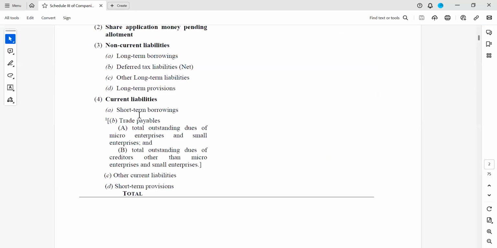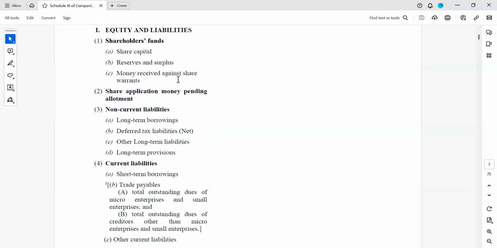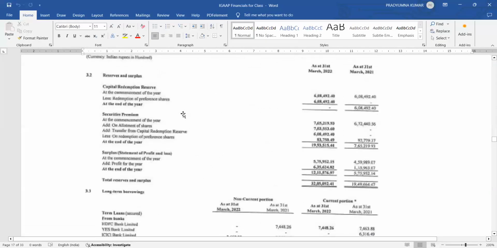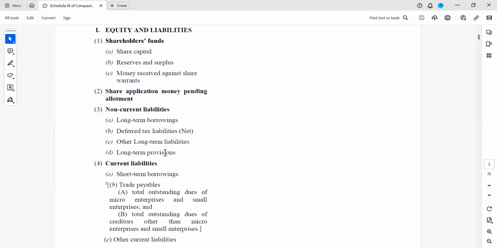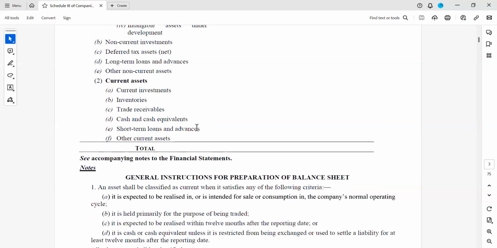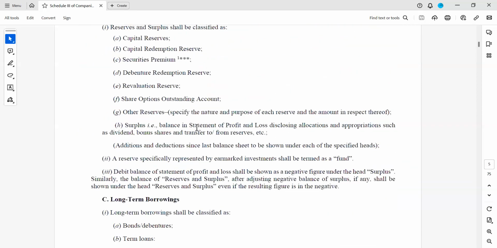Next, coming to short-term provisions. I think I have not explained regarding reserves and surplus. Now we'll see reserves and surplus also. You see here, reserves and surplus. There are three parts they have divided: one is capital redemption reserve, securities premium reserve, and surplus, that is the regular profit and loss account. In reserves and surplus, let us see what the schedule is saying.